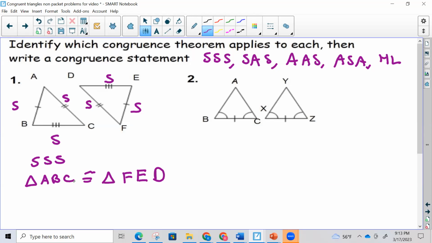Okay, and so it's very important that you pay attention, take your time, and make sure that the corresponding parts are matching up, which means the corresponding sides, the ones with the same number of tick marks, are in the same order in the statement.